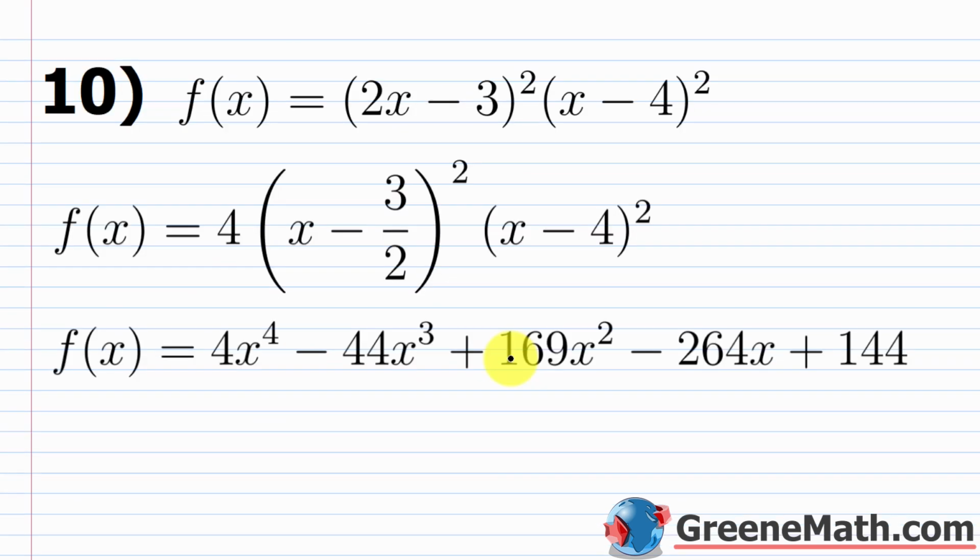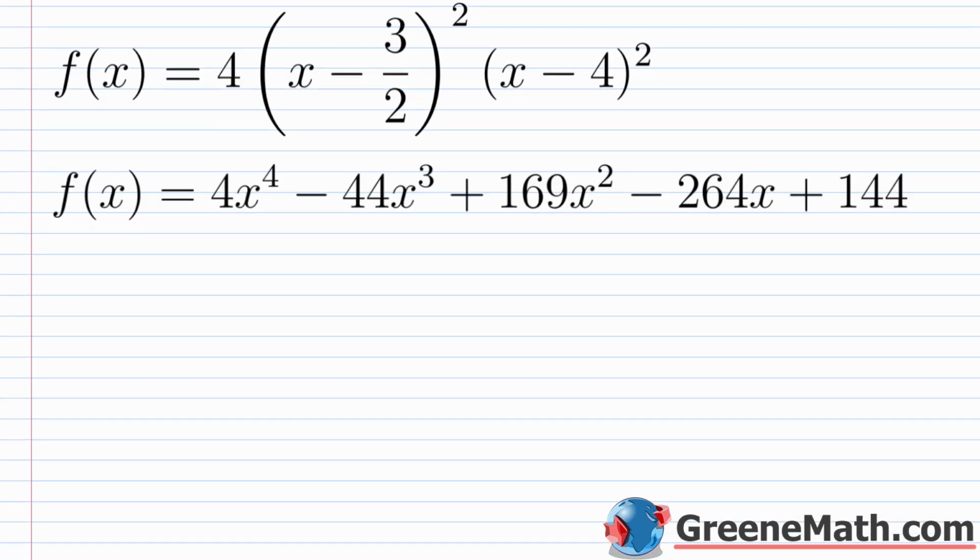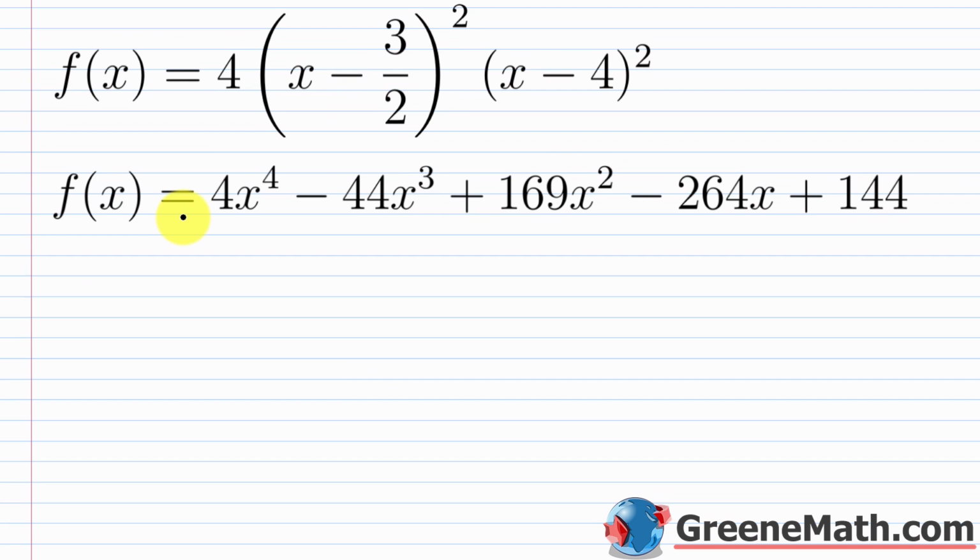All right, let's take a look at problem 10. So here we have f of x equals the quantity 2x minus 3 squared times the quantity x minus 4 squared. If you factor this to where you have something of the form of x minus k, you're going to have f of x equals 4, and that's coming from the fact that this is squared, so be careful if you're factoring here, times the quantity x minus 3 halves squared times the quantity x minus 4 squared. And we could just scroll down to this one. We don't need the other one. This is if you simplify, so this would take a long time, but f of x equals 4x to the fourth power minus 44x cubed plus 169x squared minus 264x plus 144.